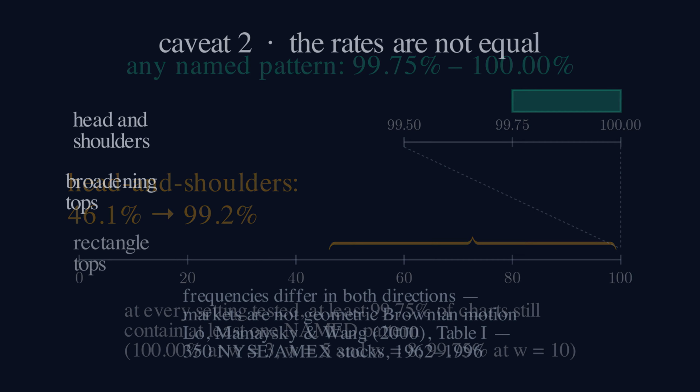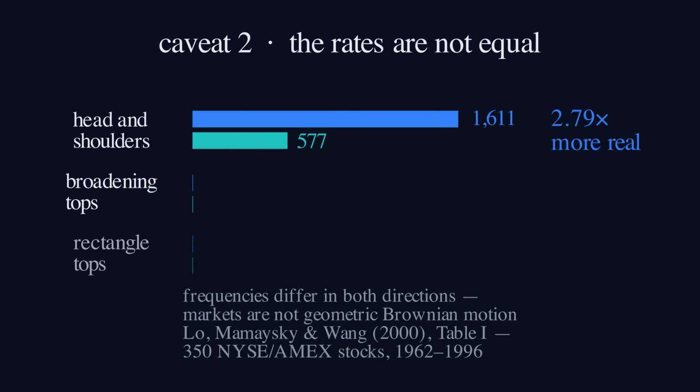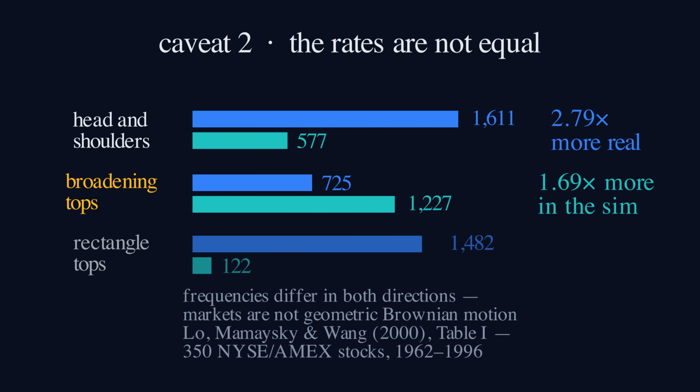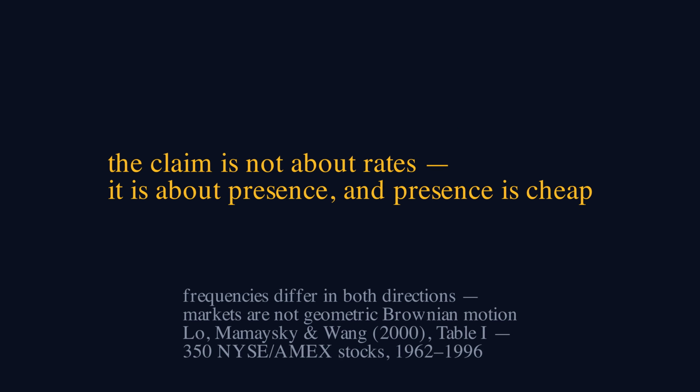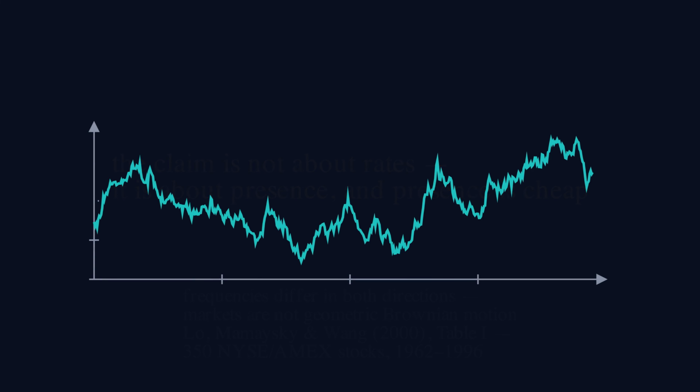Second, and this matters more, noise and real markets don't make these shapes at the same rate. Real prices gave that team about 2.8 times more head and shoulders than the simulation did. But turn to the broadening top, another named pattern in that same table. The simulated data produced 1,227. The real market, 725. More of that pattern in the market that didn't exist than in the one that did. So the claim isn't about rates, it's about presence, and presence is cheap. So why does a shape on a chart feel like evidence?